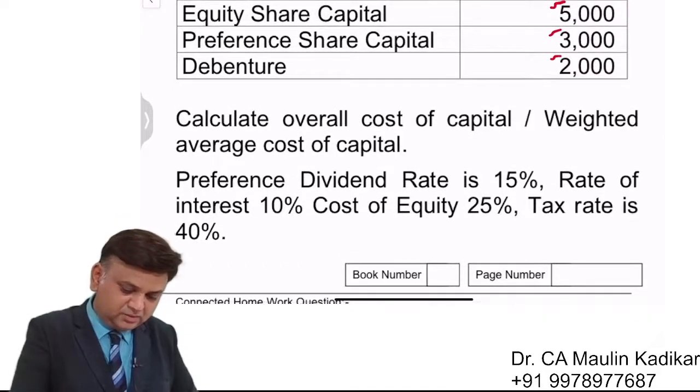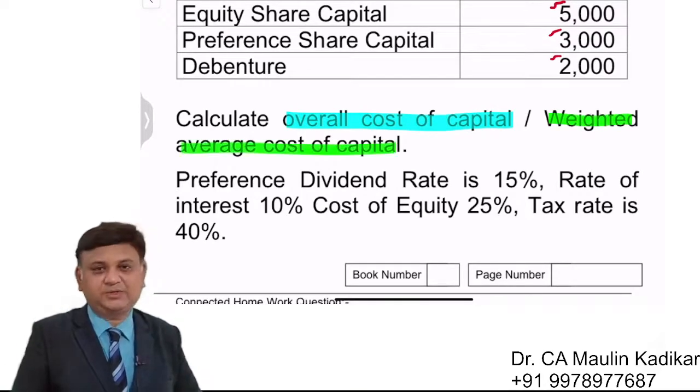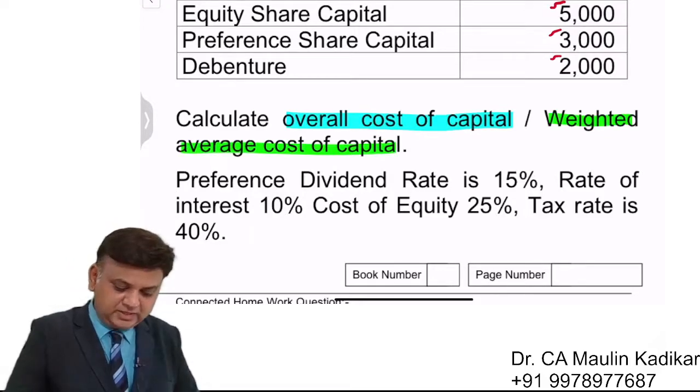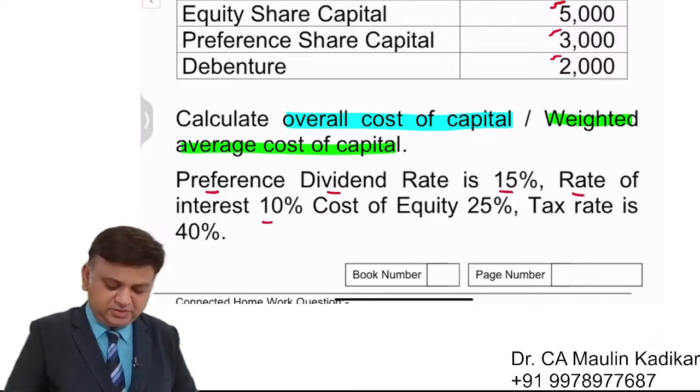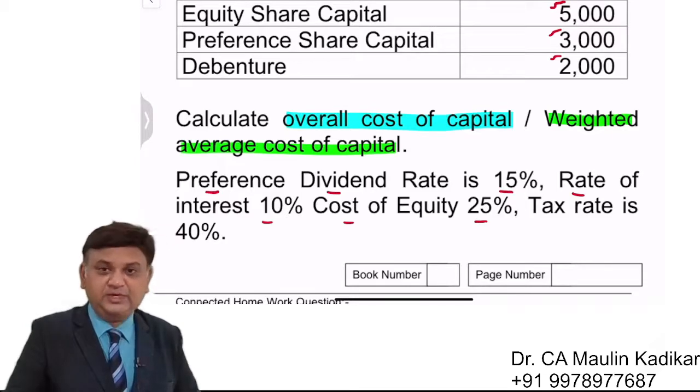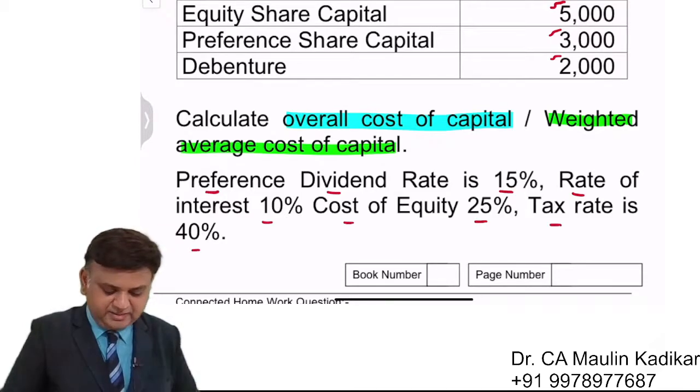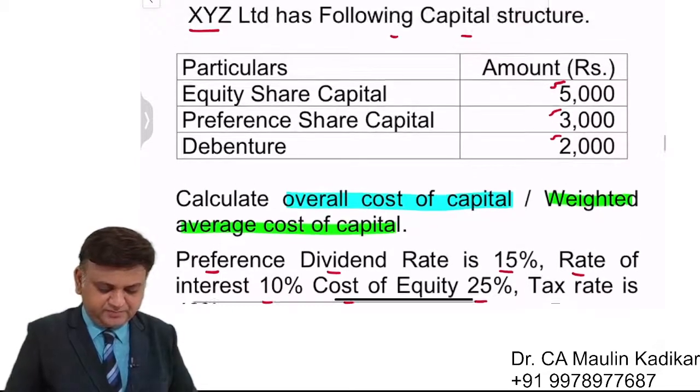Calculate the overall cost of capital, calculate the weighted average cost of capital of the company. That is the question. That is a new point that we have. The question is providing that the preference dividend rate is 15 percent, rate of interest is 10 percent, cost of equity is 25 percent, and income tax rate is 40 percent.